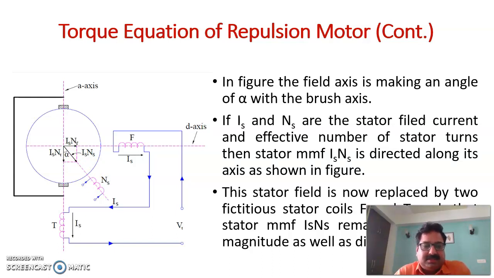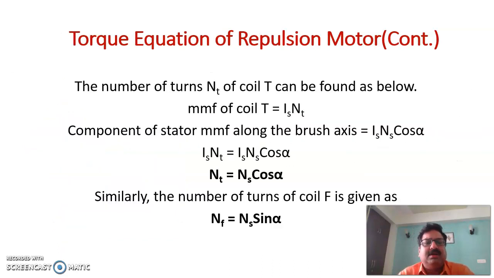This stator field is now replaced by two fictitious stator coils, coil F and coil T, as shown here, such that the stator MMF, that is Is Ns, remains unchanged in magnitude as well as in direction. So the direction of Is Ns will not change, and the magnitude of Is Ns will also not change. Now we can calculate the torque.